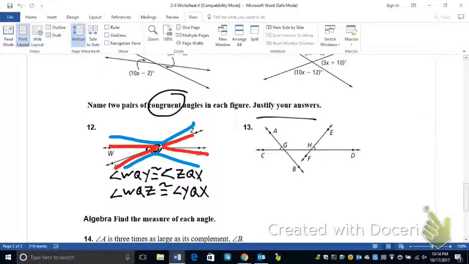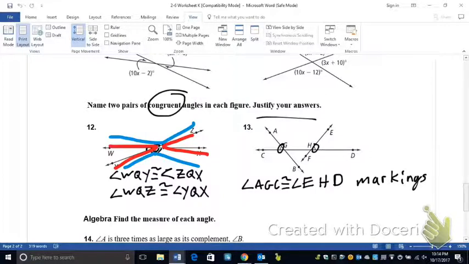Now over on number 13, we have a few more options. Again, we need 2 pairs of congruent angles. So we can start off with those 2. Those are what we'd say is that angle AGC is congruent to angle EHD, and we would say that is true by markings. So by markings, we know that that's true basically because the picture says so.